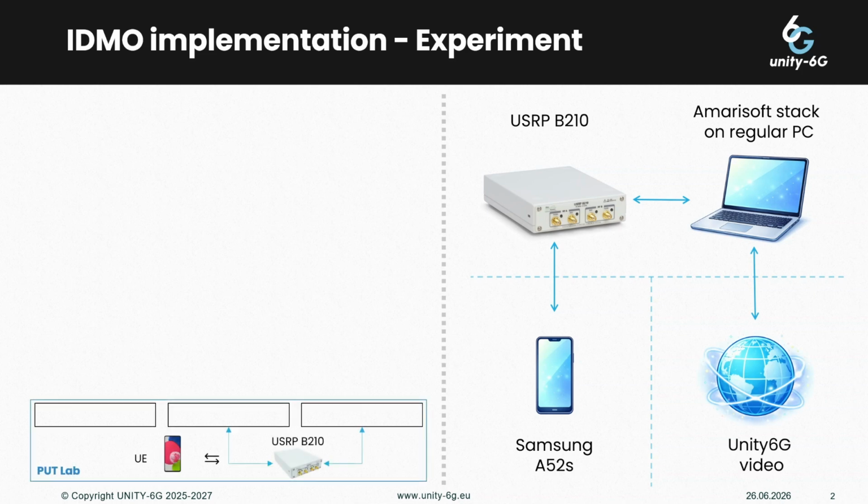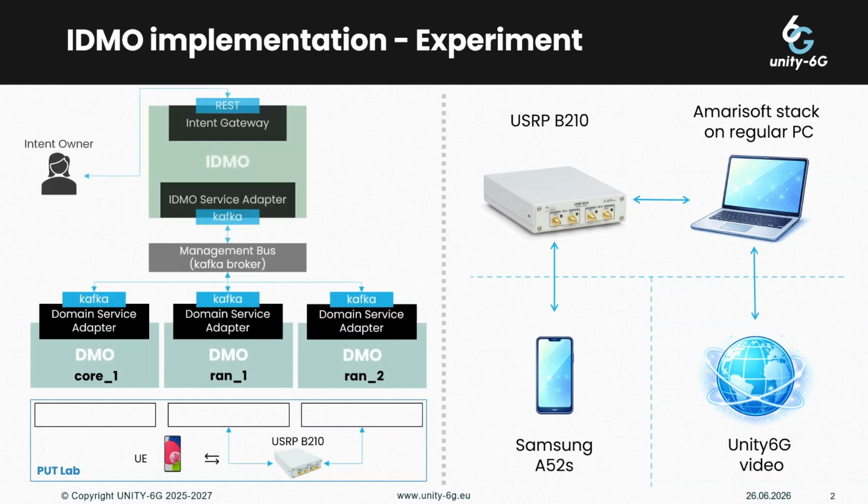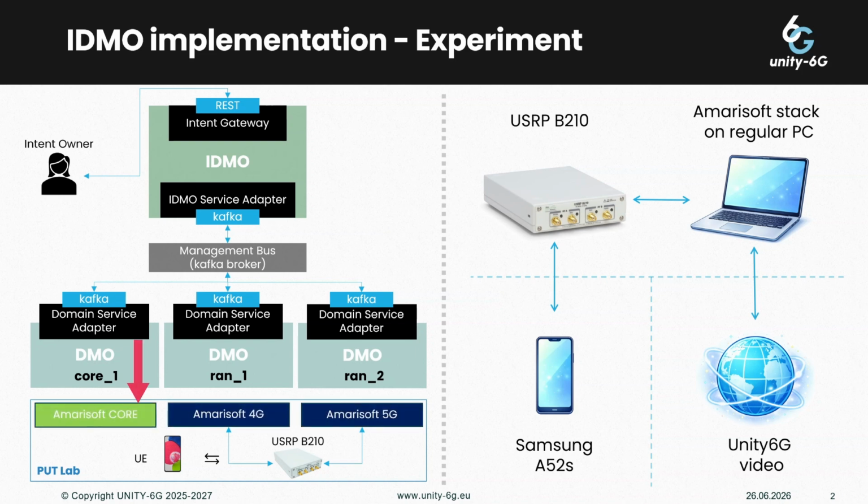To achieve that, IDMO will be used to control this setup. As illustrated in the system architecture, the system allows an intent owner to submit high-level requirements via a REST-based intent gateway. The IDMO core processes these requests and communicates with domains via a management bus realized with Kafka. This bus distributes commands to specific domain service adapters, which dynamically control the underlying domain management orchestrators, in this case, our core network module, alongside separate 4G and 5G RAN instances.